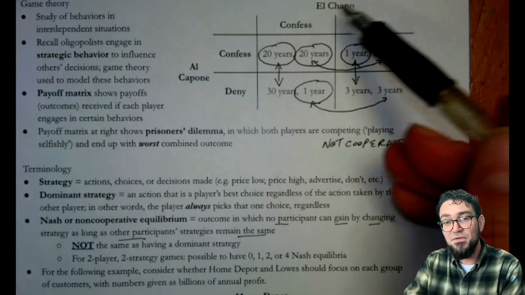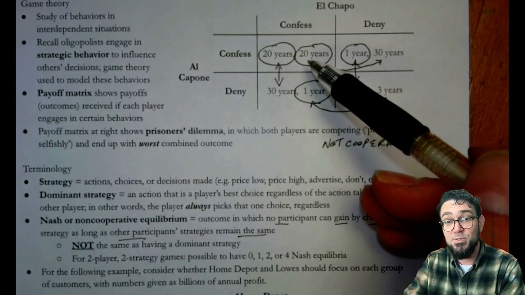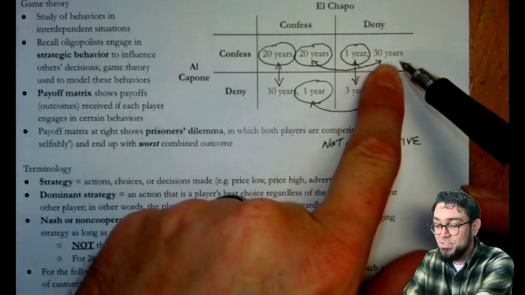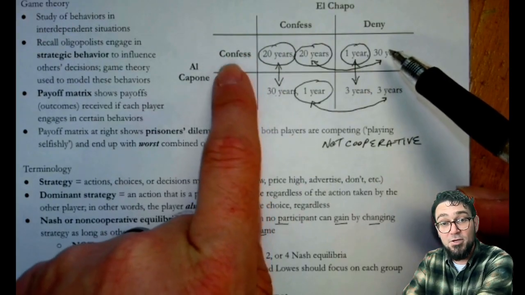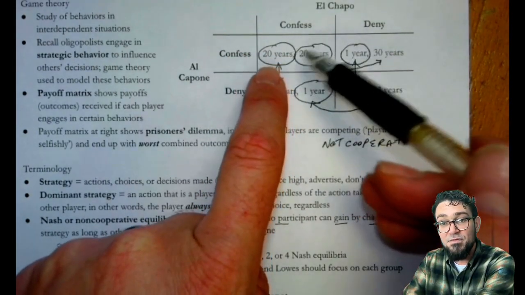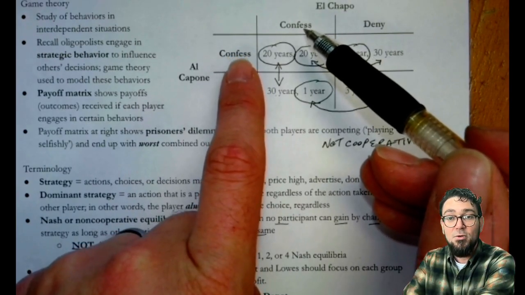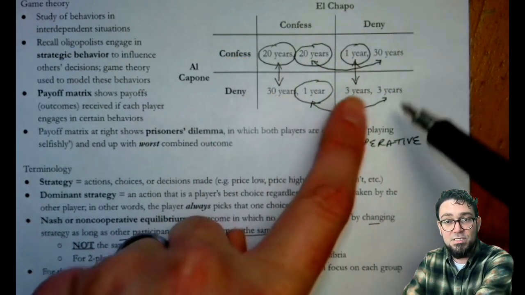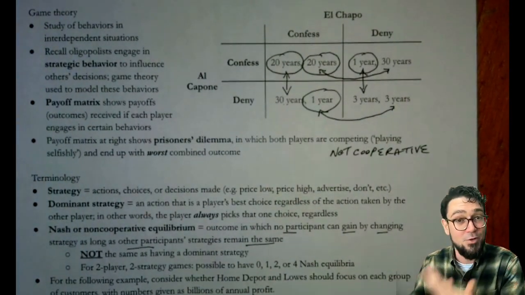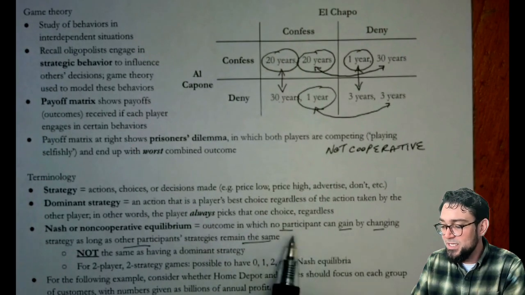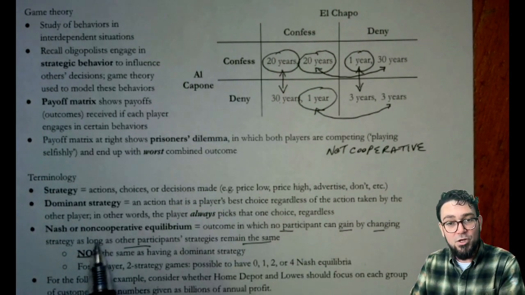So in other words, there's no reason for El Chapo to switch. You're going to look at it and go, but El Chapo's getting 20 years. And it's like, well, yeah, but if El Chapo switches and gets to deny, El Chapo's going to get 30 years. He's not going to gain by just switching from confess to deny, so long as Al Capone still confesses. Now, they could break out of this non-cooperative agreement if they both simultaneously went, okay, on three, we're both going to deny. 1, 2, 3, boom. And then they both switch over to deny, and then you end up in this 3-3 box. But the only way they can do that is by working together, by cooperating or colluding, and they can't do that. So as long as you have this outcome where no participant can gain, as long as the others remain the same, we call that a Nash equilibrium.